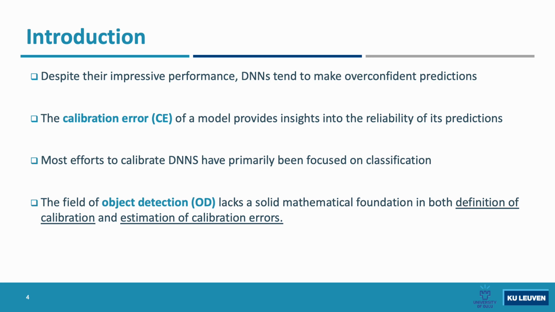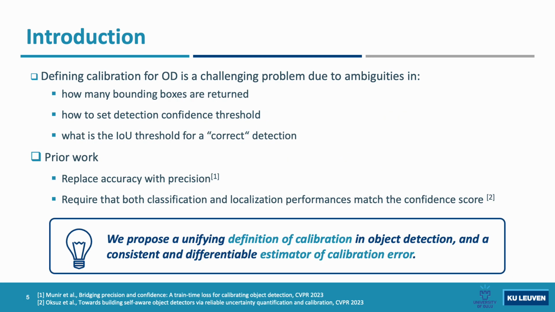In recent years, there have been multiple advances in the field of calibration of neural networks, but most of these efforts are primarily focused on classification tasks. In this paper, we argue that the field of object detection lacks a general definition of calibration and estimation of calibration errors. Defining calibration for object detection is a challenging problem due to the variability of detectors. In particular, there are ambiguities related to how many bounding boxes are returned, how to select a detection confidence threshold, what is the intersection over union threshold for considering a correct detection, and so forth.